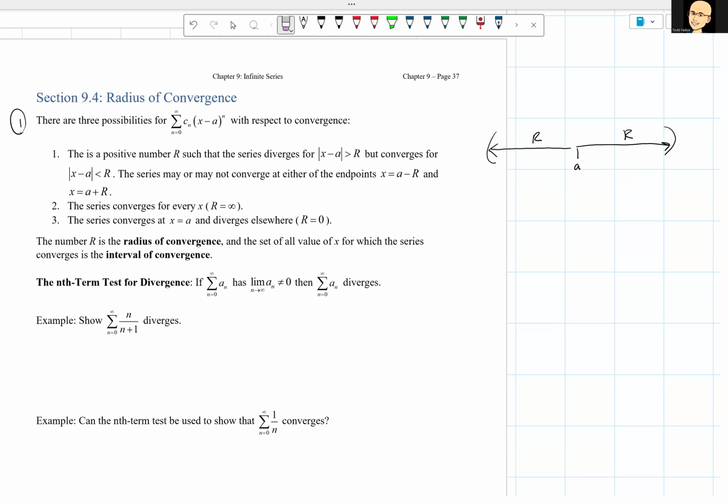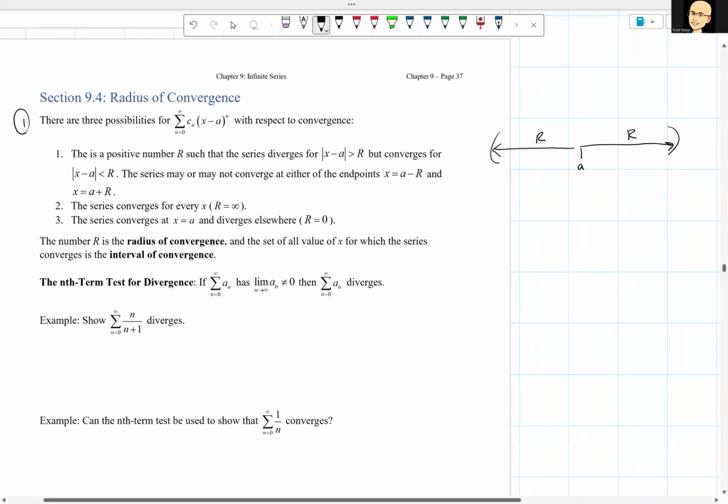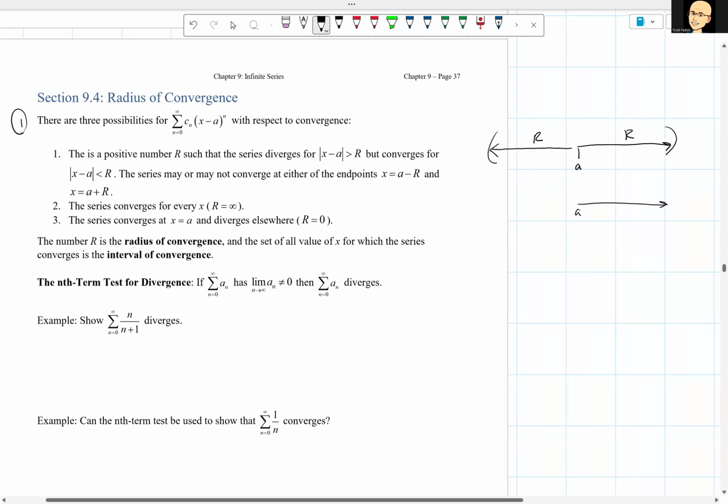Another possibility is that you go out from a infinitely, which is to say that the series converges for all values of x. And the last one is that it converges only at a. In other words, the radius of convergence is zero. You can't move from there. a is the only place that it does converge. So that's idea number one: power series have a radius of convergence.